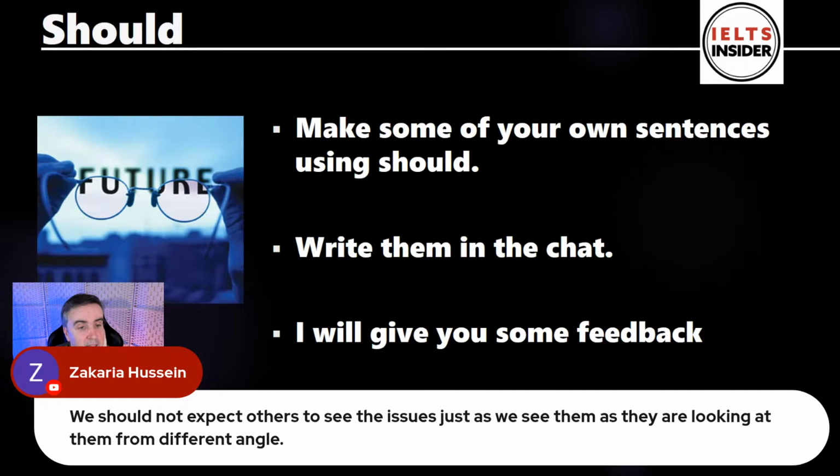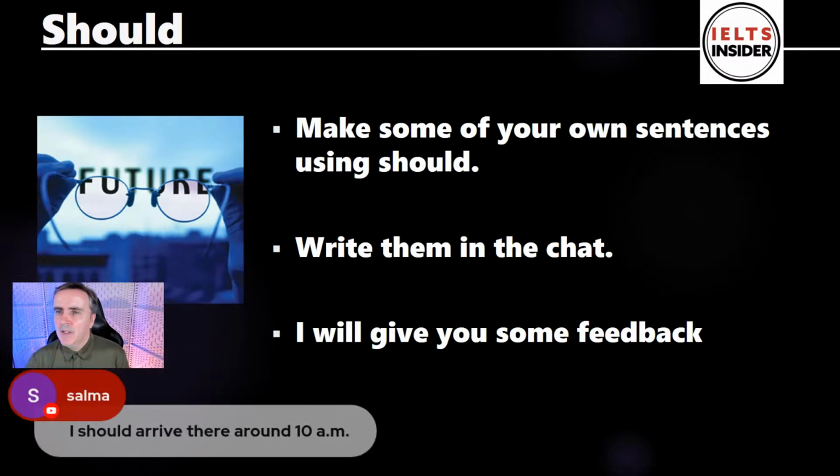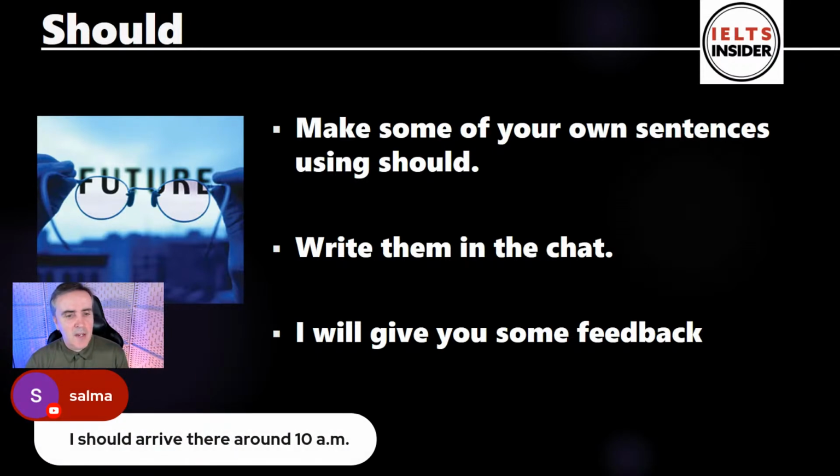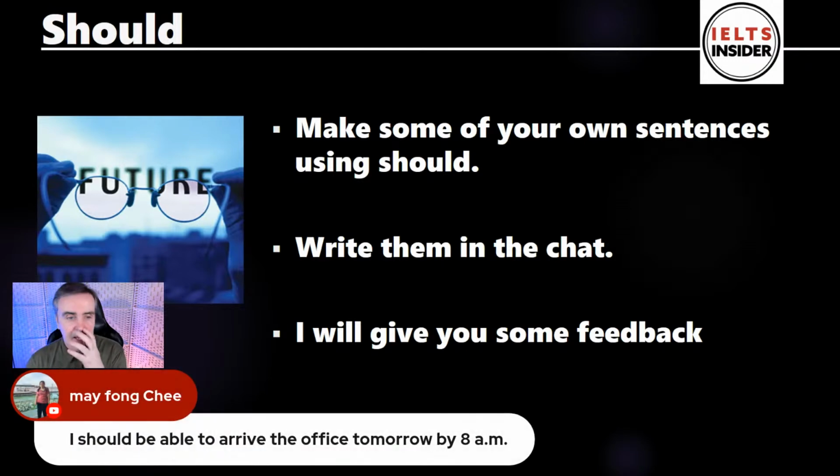Okay, just add them in here. So I'm noticing a lot of sentences not really using should to talk about the time. We're getting a slightly different use of should in these sentences where it's talking more about suggestions and advice. I really want us to try and think about talking about the time. So things like, Salma, I should arrive there around 10 a.m. I should be able to make the party next week.